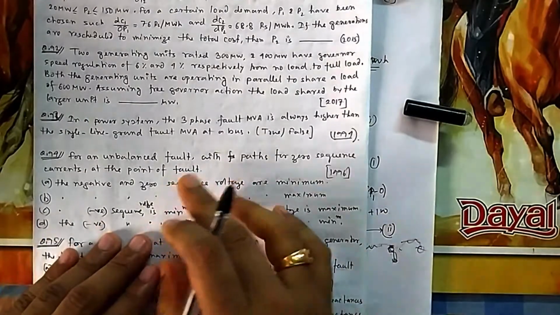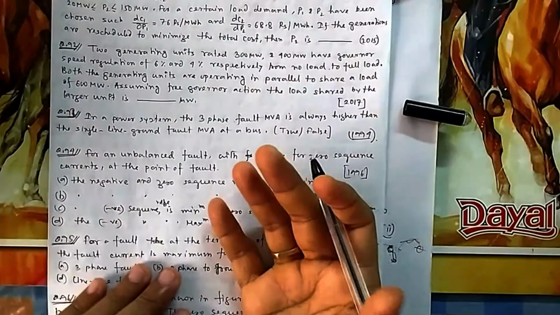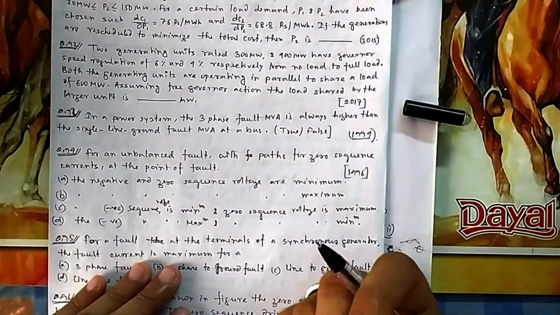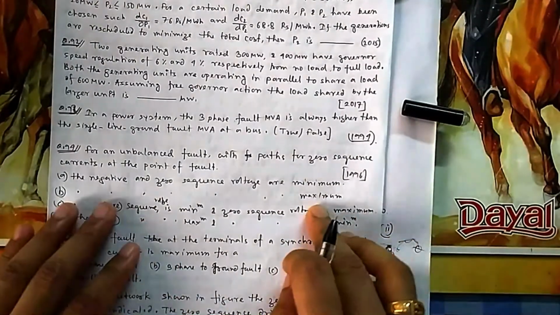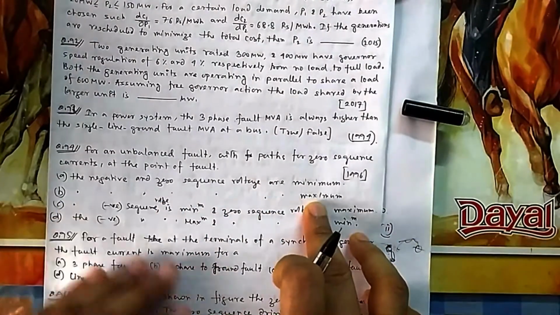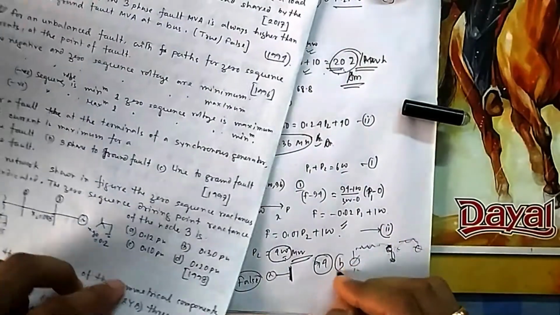You can also remember it in this way. Where there is a fault, that fault voltage gets very much reduced, and the normal voltage is nothing but your positive sequence voltage. So if the positive sequence voltage gets reduced very much, that means negative and zero sequence voltages are higher than that, that is the maximum. So negative and zero sequence voltages are more than your positive sequence, that's why they are saying it is maximum. So that is option B.